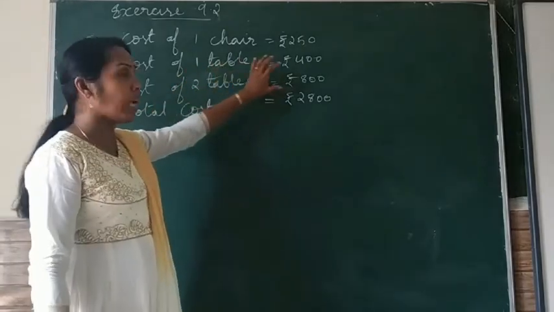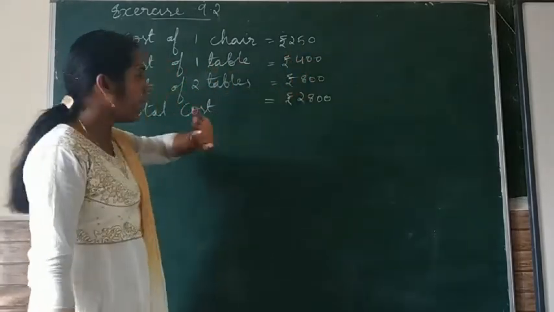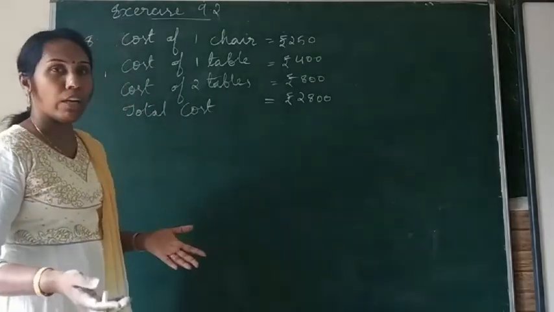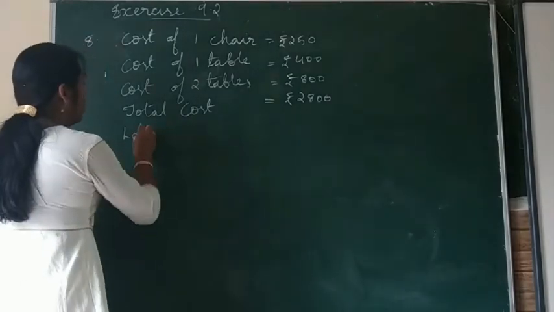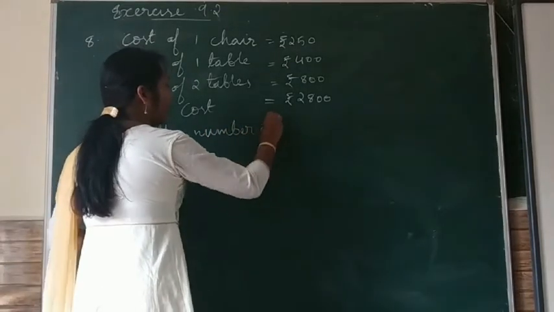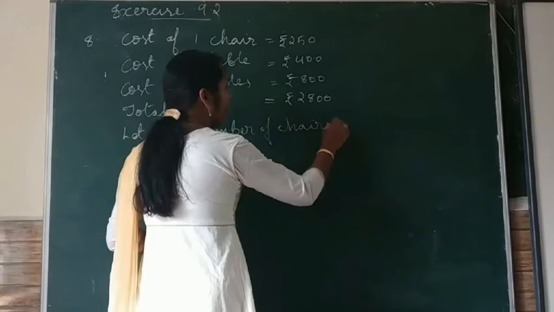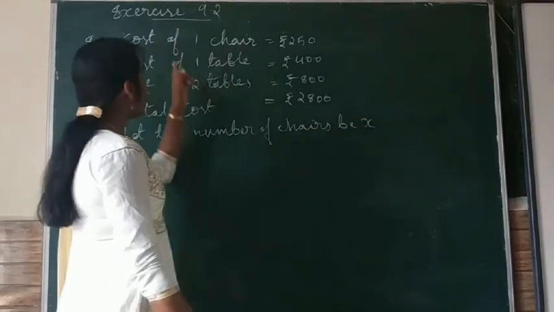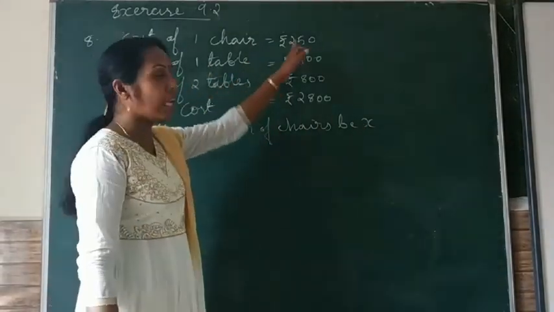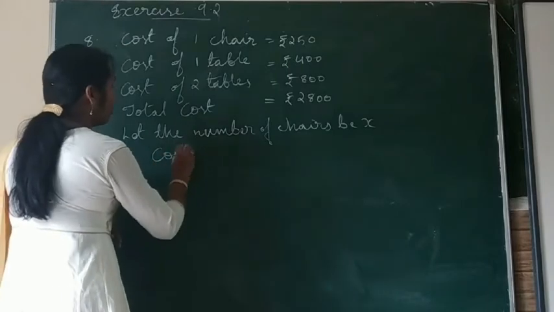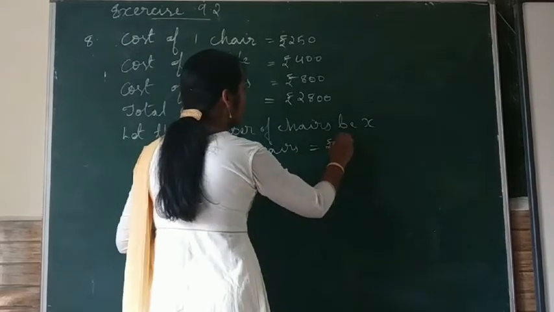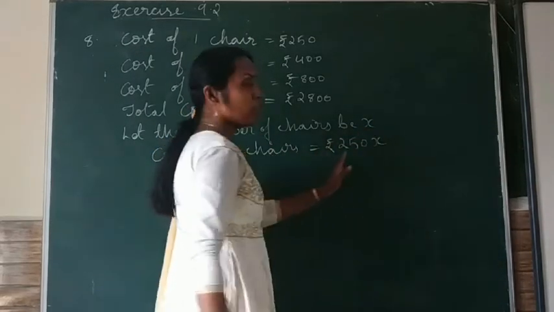So the cost of 2 tables we can obtain as 400 into 2, that is rupees 800, and the total cost is 2800. Now we don't know how many chairs are purchased. We have to find out the number of chairs. Let us take the number of chairs to be x. So the cost of one chair is rupees 250. So the cost of x chairs will be rupees 250 into x. Cost of x chairs is equal to rupees 250 into x, or rupees 250x.